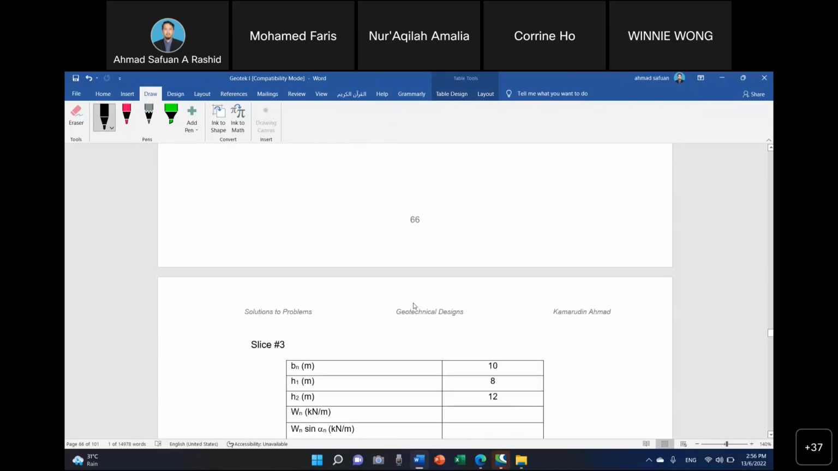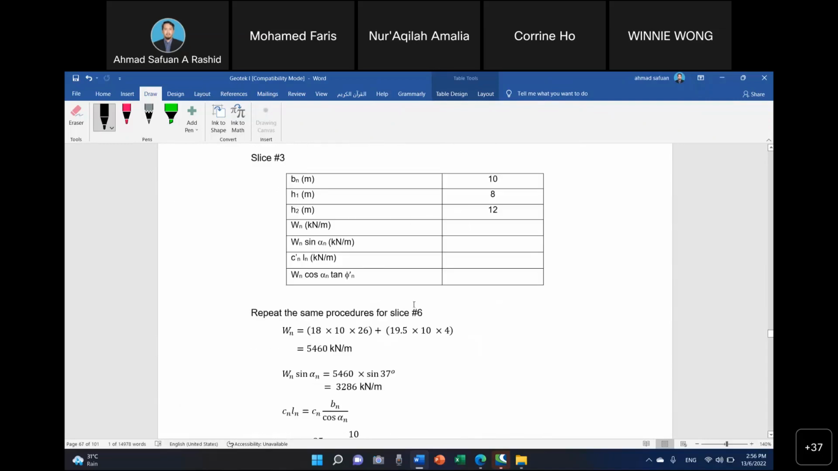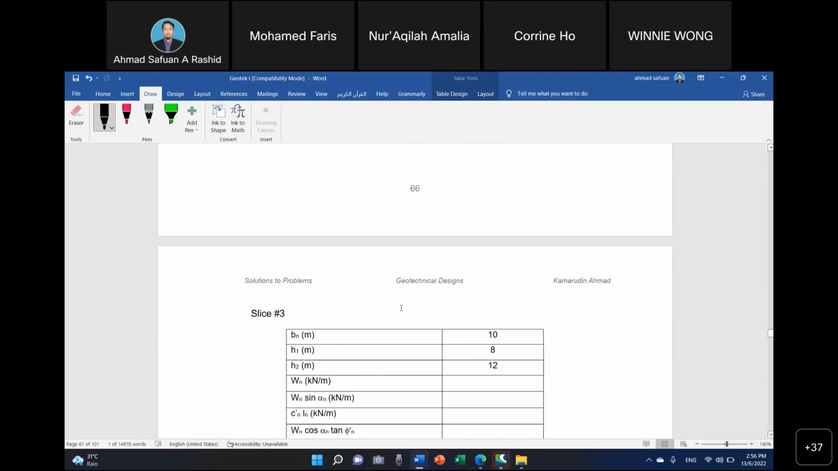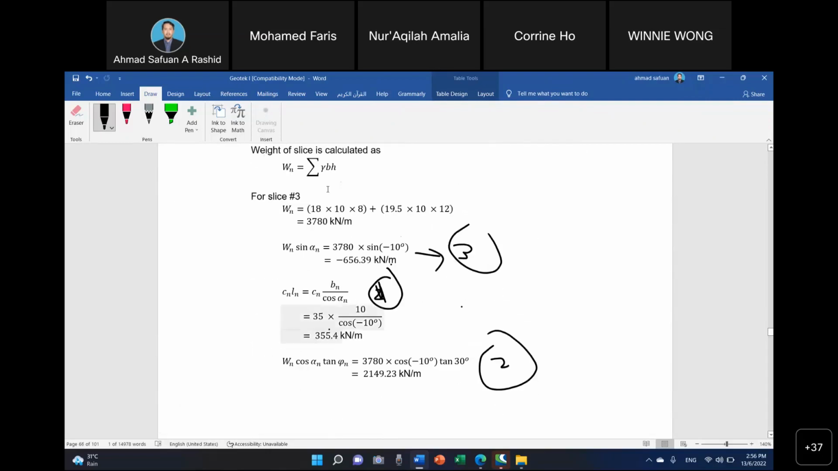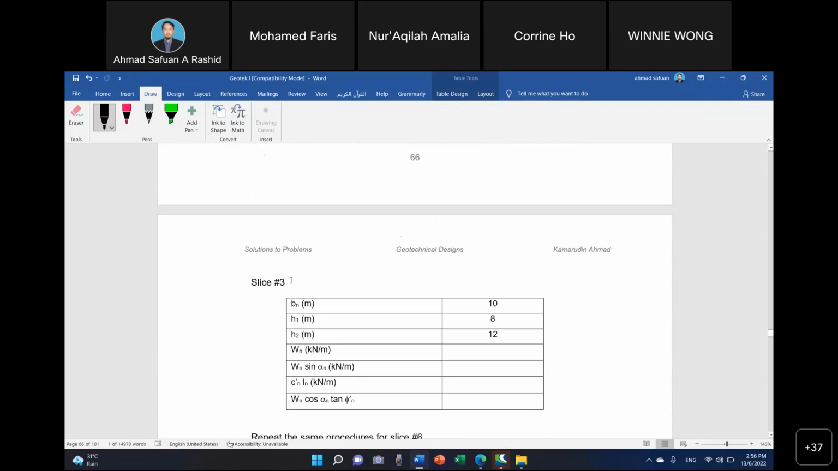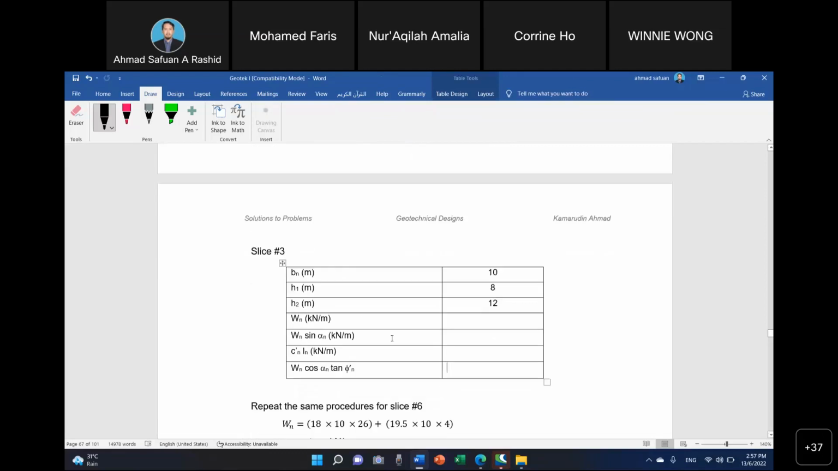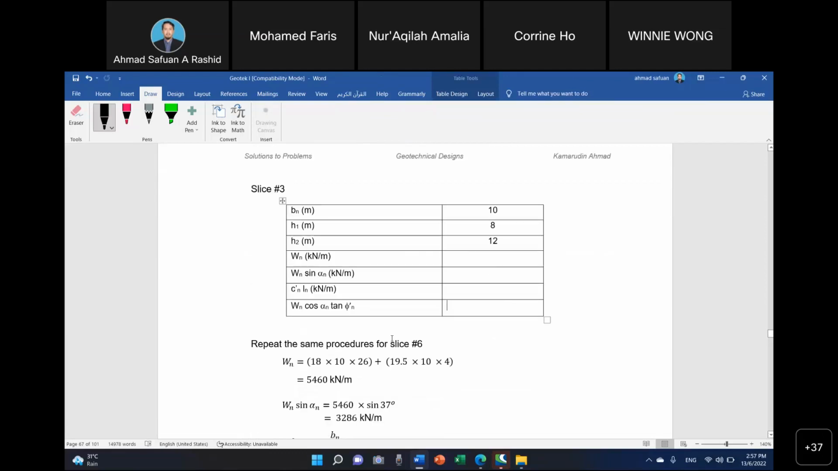So now we move to the slice. Actually this is slice number 6, not slice number 3. So then we put all the information here to get the value for sub-equation number 1, sub-equation number 2, and sub-equation number 3. Then we have slice number 6.